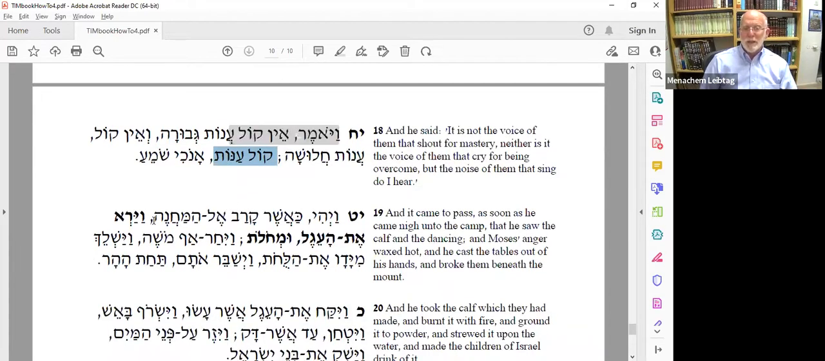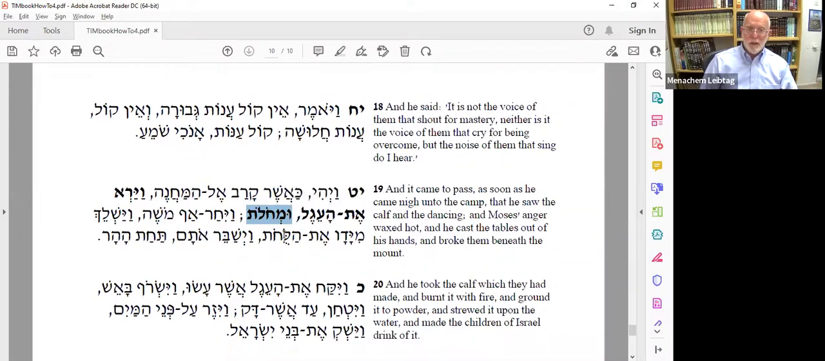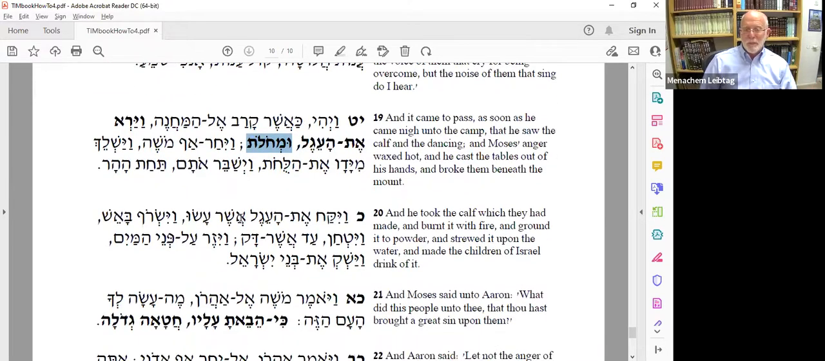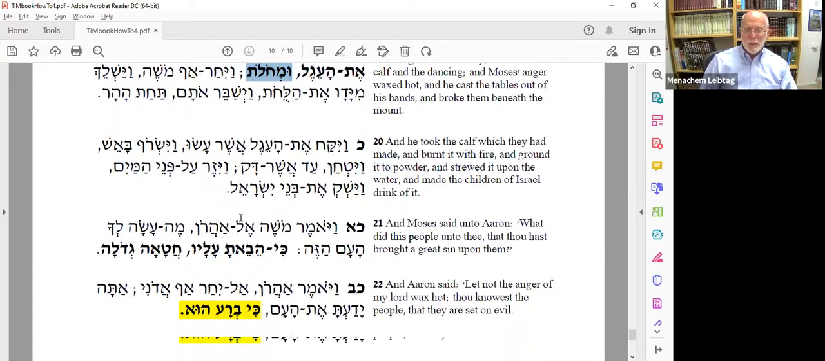Moshe comes down, and what does he see? He sees not just the egel, but also the machalot, the mixed dancing. I was joking. Whatever. Now, there's nothing wrong with dancing. The question is, what are they dancing about and how are they dancing? God gets angry, and Moshe breaks the luchot. Maybe that's a sign that they can't live up to this brit. Okay, whatever Moshe does to the egel, we'll deal with later on.